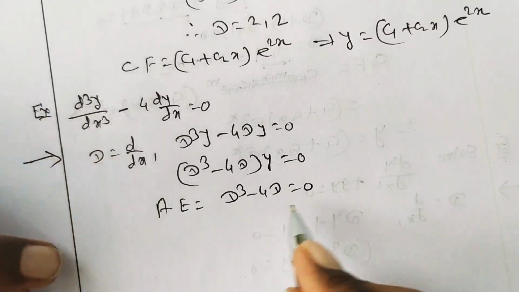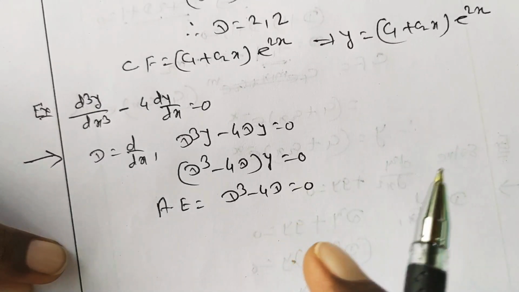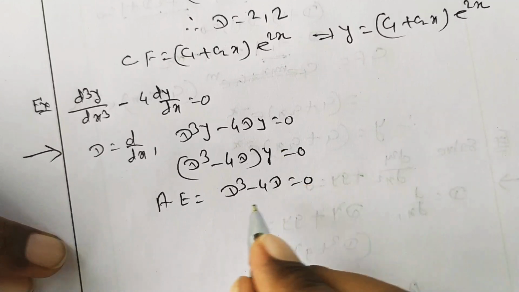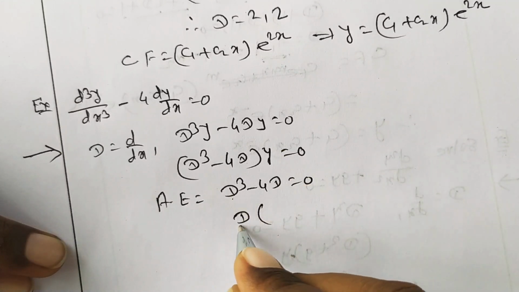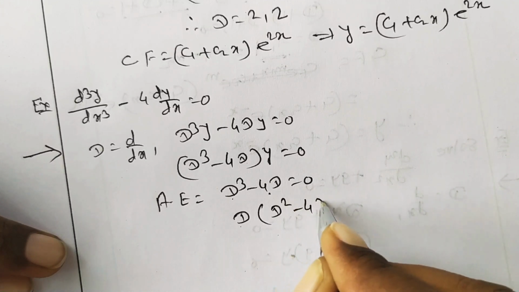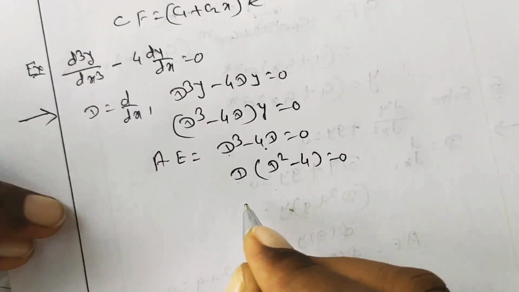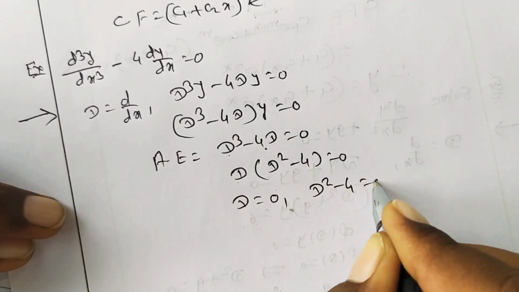Now how do we write the roots of d cube minus 4d? This is a cubic polynomial, so you can find the roots of a cubic polynomial using a calculator, or from this we can take d common. If you take d common from d cube, d square is there, and from minus 4d, minus 4 is there. So using this we can write d equal to 0 or d square minus 4 equal to 0.